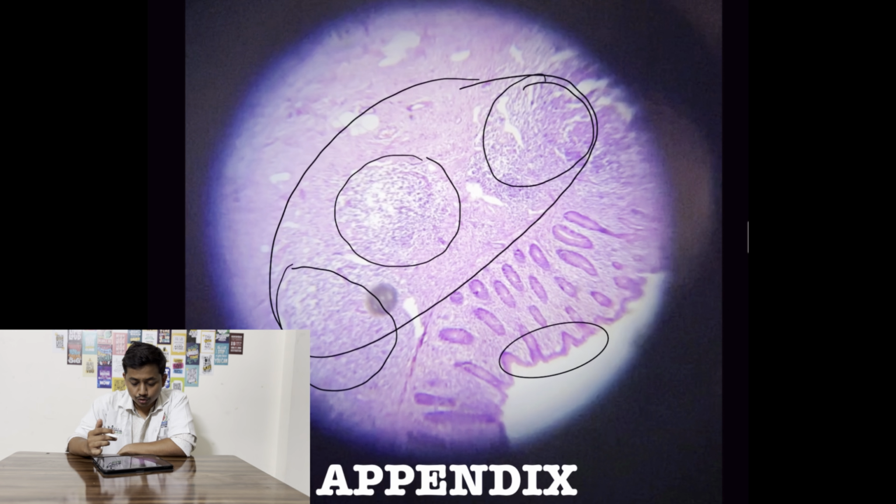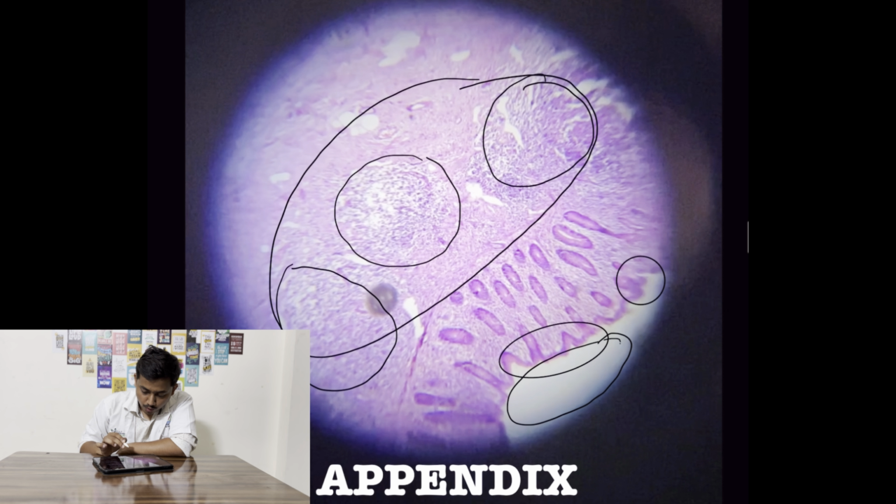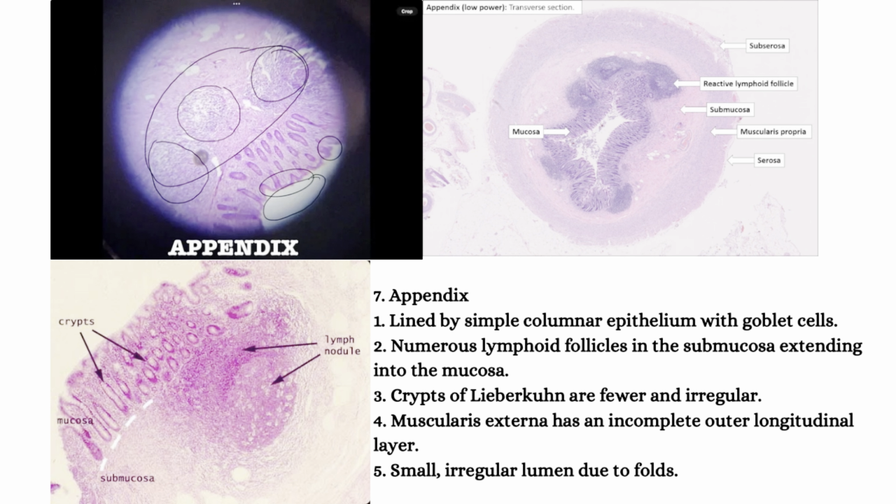The third thing that you should be noting, the crypts of Lieberkuhn are very few and are very irregular. Here you can see them. The muscularis externa has an incomplete outer longitudinal layer and hence it is the differentiating part from the large intestine and small intestine. Then you can see the lumen of the appendix is small, irregular due to folds. These are the 5 differentiating points for the appendix that you should not be missing on.